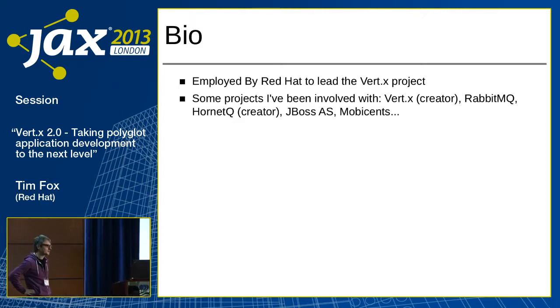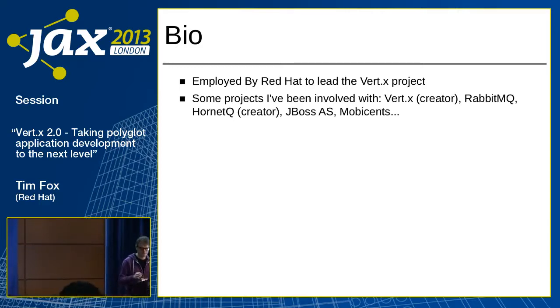In my previous existence at Red Hat, I led messaging development there. So basically, one of the things I did there was the Hornet Queue messaging system. I was the creator of that. I worked a bit on JBoss application server. Hornet Queue is the messaging system at the heart of JBoss app server and in the JBoss enterprise application platform, which is their main product, and a few other open source projects. But bios are available online if you're interested in that kind of thing.